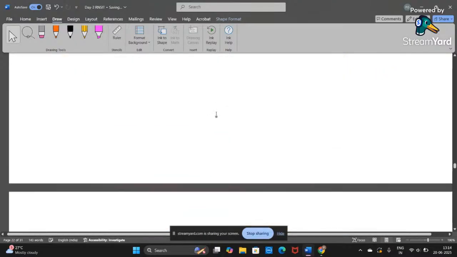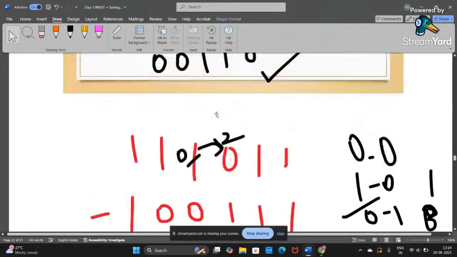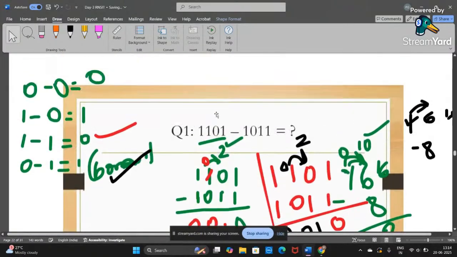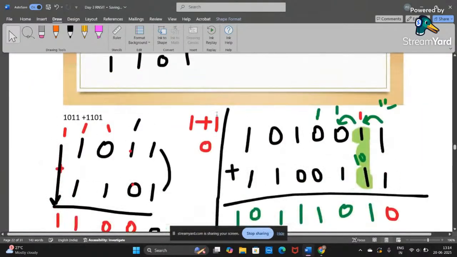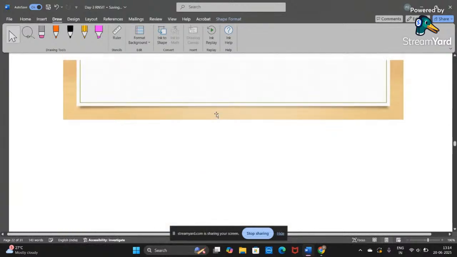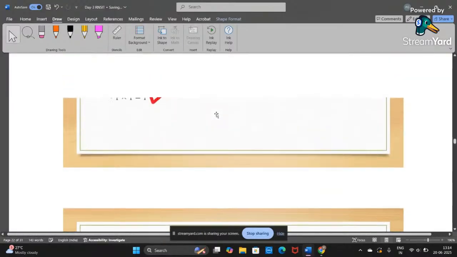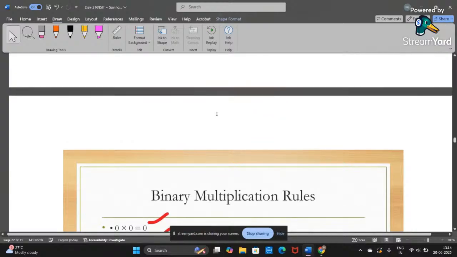We have completed the arithmetic operations. We have seen the addition method, multiplication method, division method, and subtraction method, and we have solved multiple problems on each concept. So you have seen the rules of all the arithmetic operations.